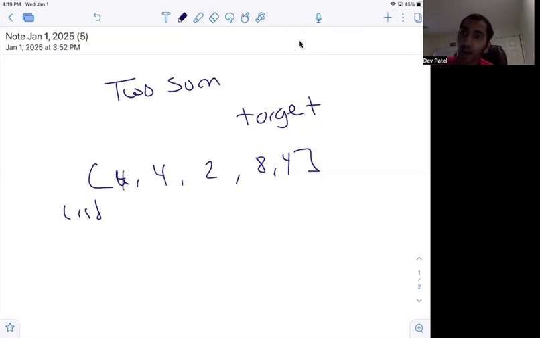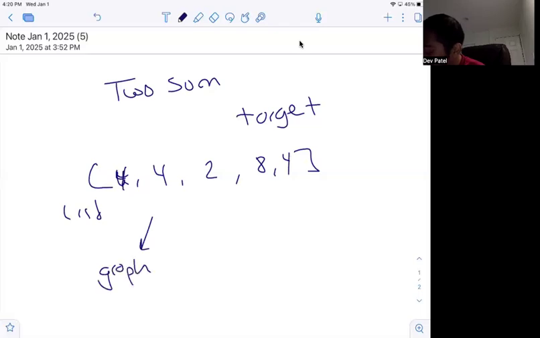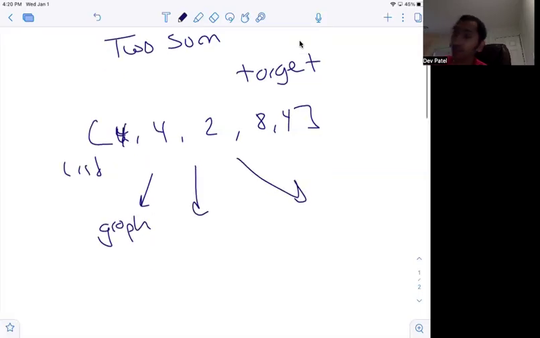Can we create a graph? Can we solve this problem using a graph? Are we able to solve this using a stack, or can we solve this using a queue? Trying to create ways that you can learn so much more from a single question.